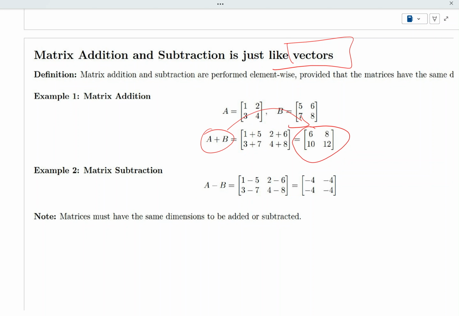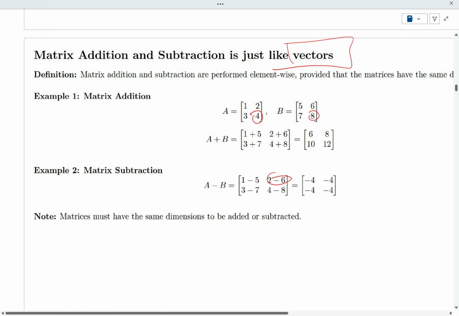And it shouldn't be a surprise that subtraction is the exact same idea. If you have two things subtracting each other, instead of 1 plus 5, it is going to be 1 minus 5, right? And then 3 minus 7, and then 2 minus 6 right here, and then 4 minus 8. So addition and subtraction, very, very simple, very similar to whatever we were doing with vectors.